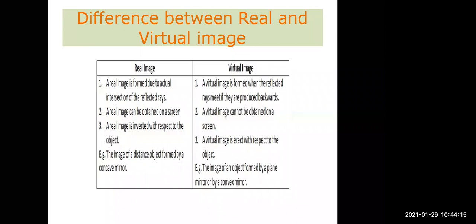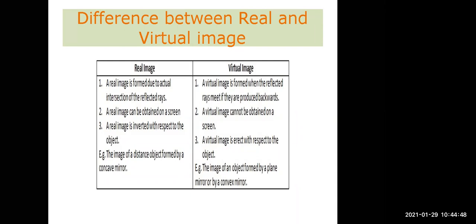Now, first of all, a real image is formed due to the actual intersection of the reflected rays. Whenever there is an intersection of the reflected rays, that will be the point where the image will form. Only then can a real image be formed. For a virtual image, we can say that a virtual image is formed when the reflected rays meet if they are produced backwards.